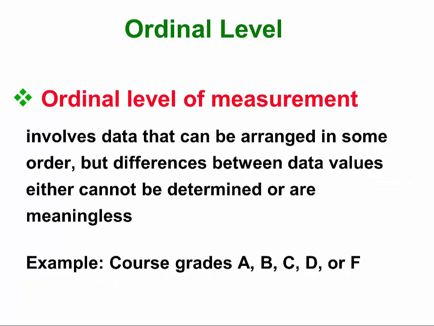Ordinal levels of measurement involve names, and those names do infer some order. For example, sizes of shirt, small, medium, large, extra large, are names, and there is an order inferred in those names. The example given here, course grades, are really names, and of course, an A is better than an F.